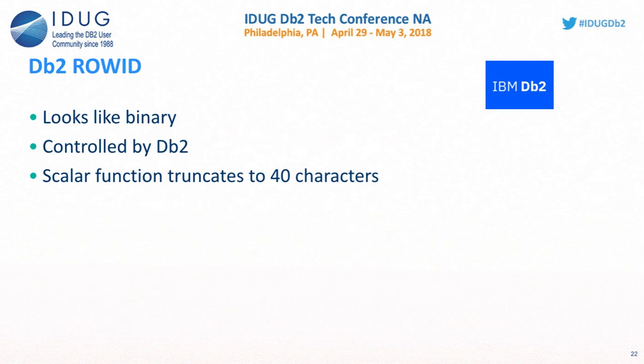DB2 also has this row ID available to you. For me, the row ID looks like binary, it's controlled by DB2, and why would I ever send it out the door? Because it's something that DB2 is doing internally to that particular row. So it's available, but I want to ignore it.